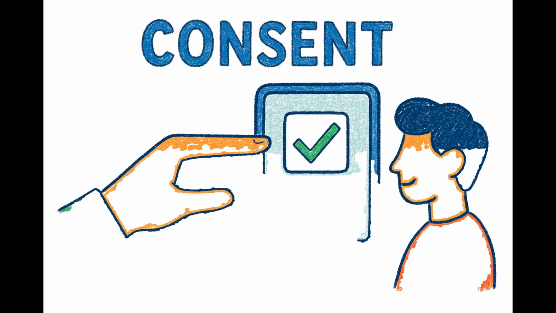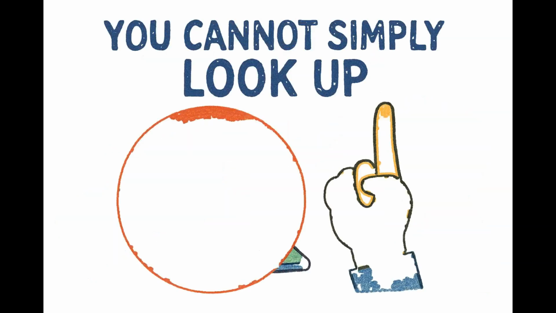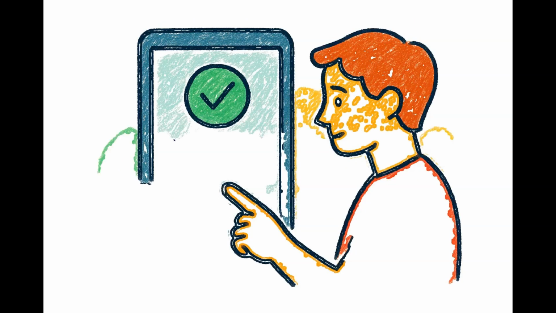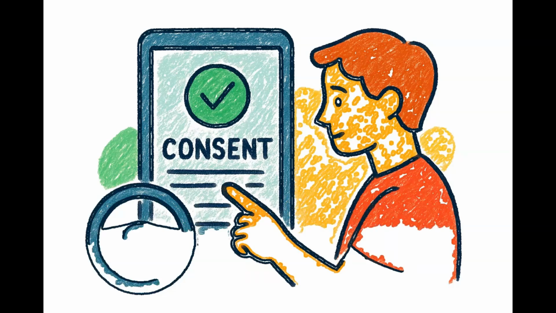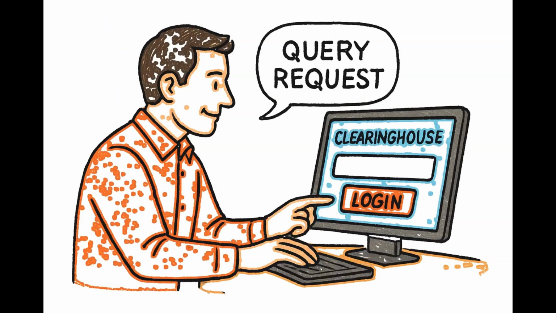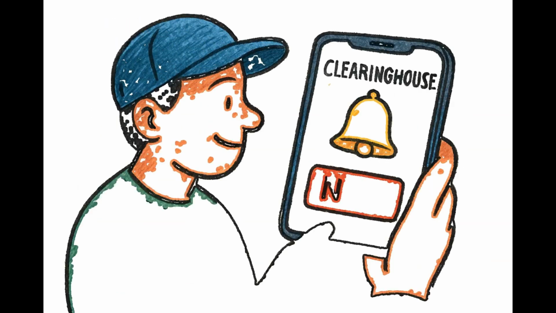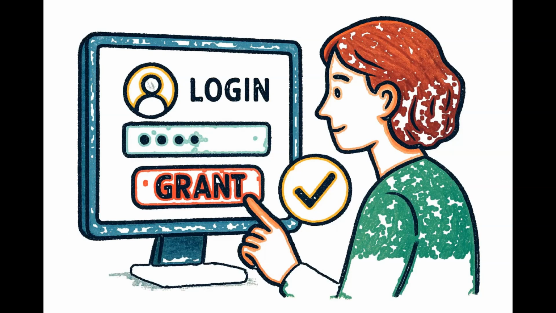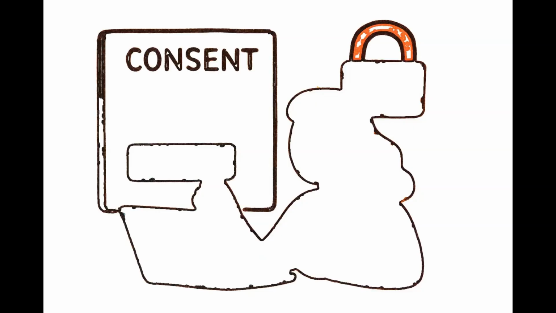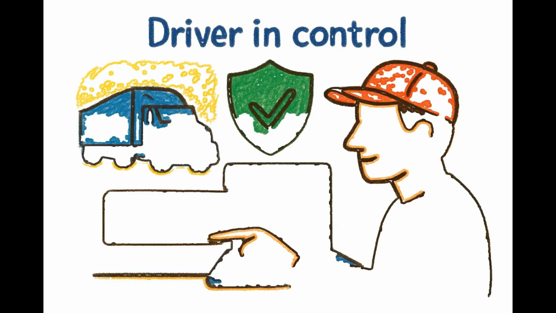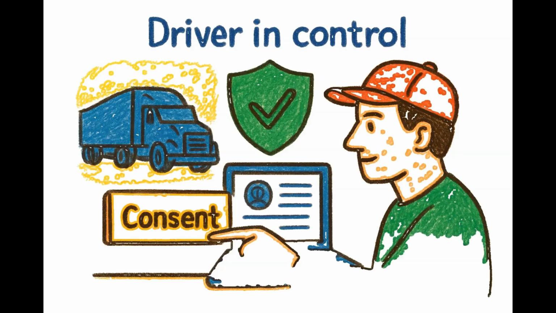But there's a crucial element to this: consent. You cannot simply look up a potential hire. A full query requires specific electronic consent from the driver, which they must provide from within their own Clearinghouse account. The process works like this. You, the employer, log in and initiate the query request. The driver then receives a notification in their own Clearinghouse portal. They must log in and affirmatively grant you permission to see their record. Until they click that consent button, their information remains private.